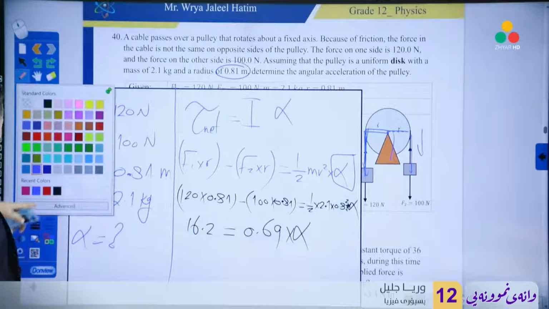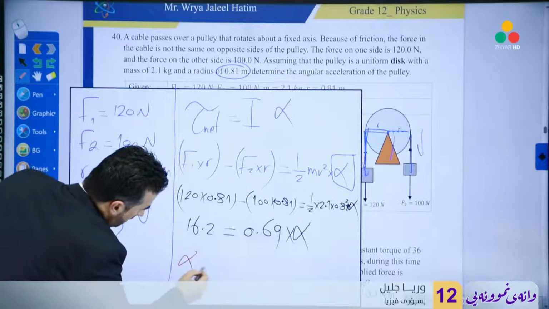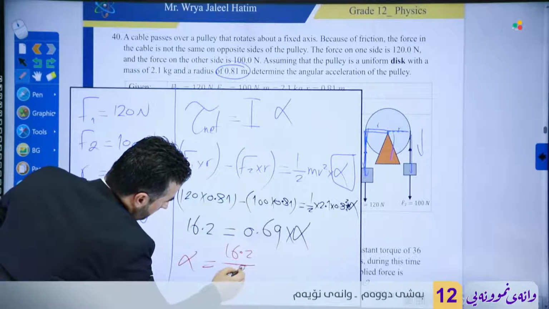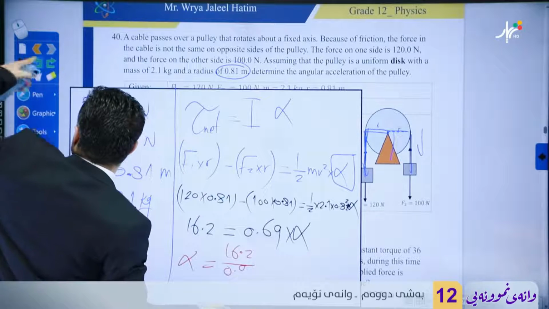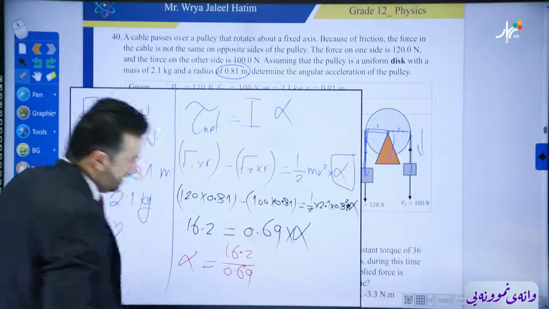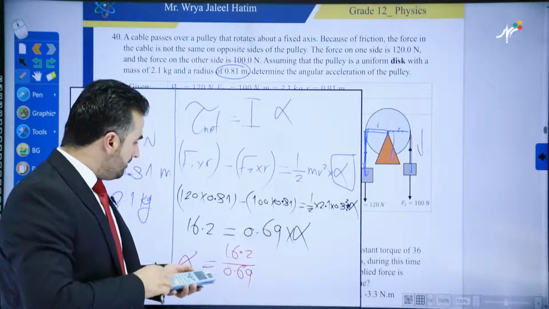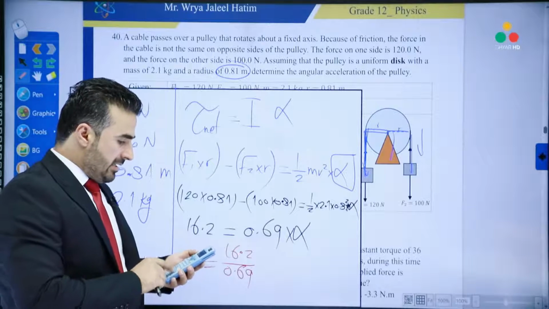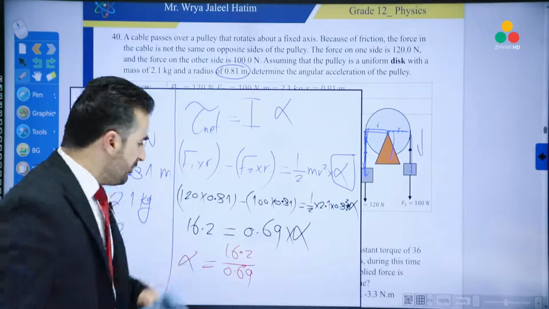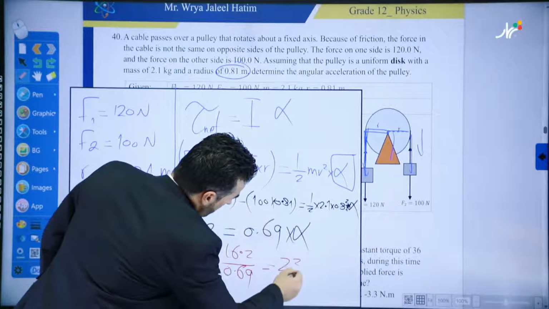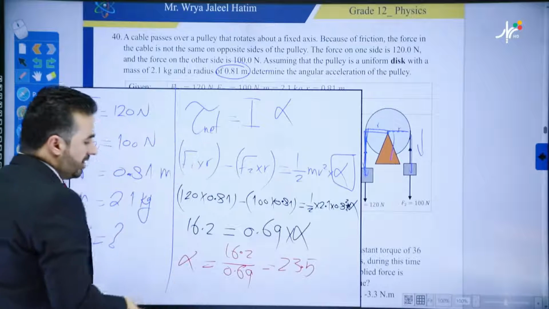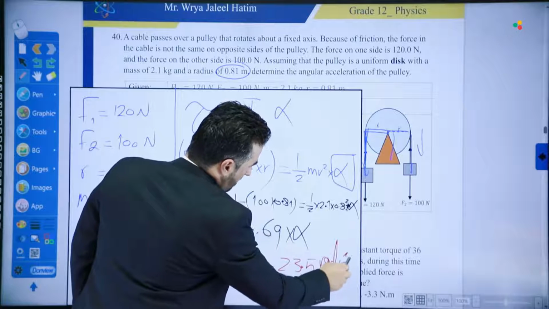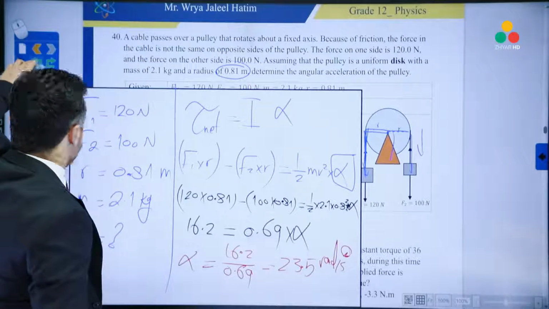So how do you find angular acceleration now? Simple: divide both sides. Angular acceleration equals 16.2 divided by 0.69. So of course now the answer will be 16.2 divided by 0.69, which is 23.5. What a nice number. And remember, what is the unit? This is angular acceleration, so it's going to be radian per second squared. Let me write this square nicer.